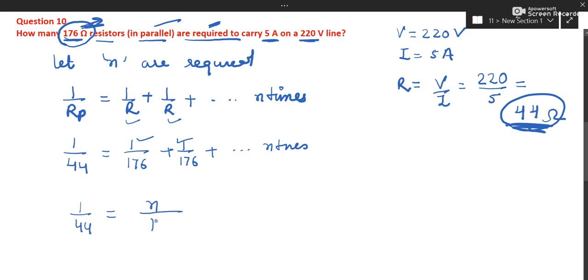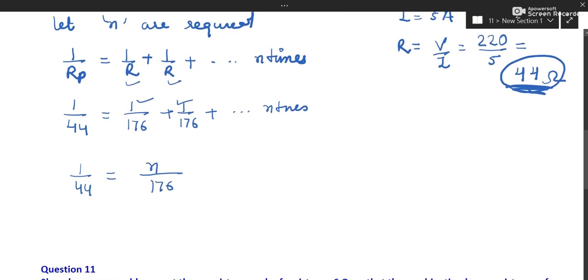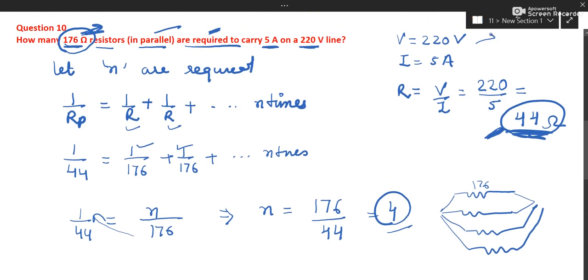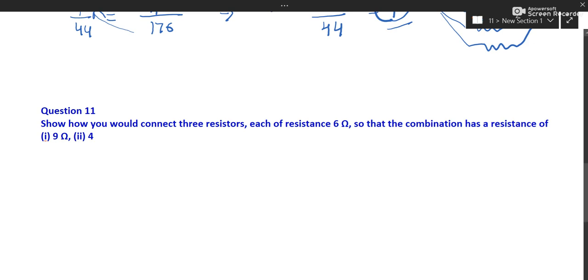So it is N by 176. Okay. So 176 will go this side. So you can obtain how many are required. N are required. 176 by 44. So it will come as 4. So 4 resistors are required in parallel. Each of value 176 ohm. Okay, 4 resistors are required in parallel to give you net resistance this. Basically, they had given voltage and current. We found this resistor. Okay, let us see the next question.